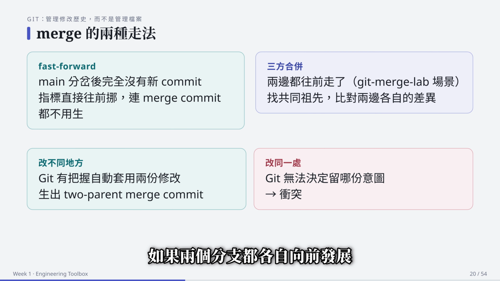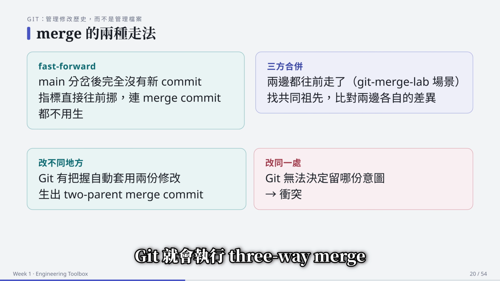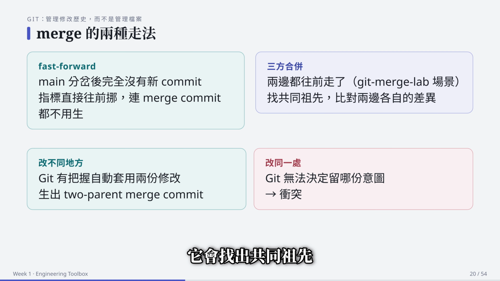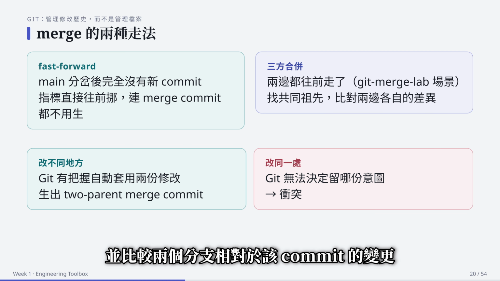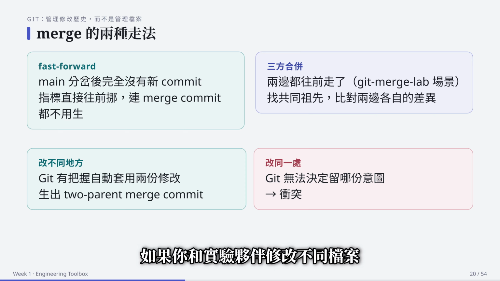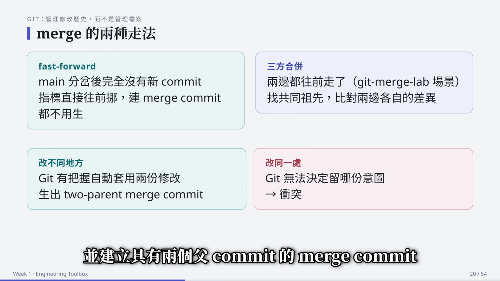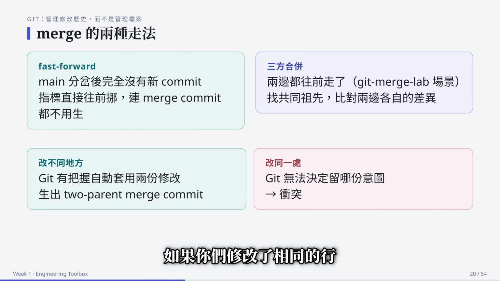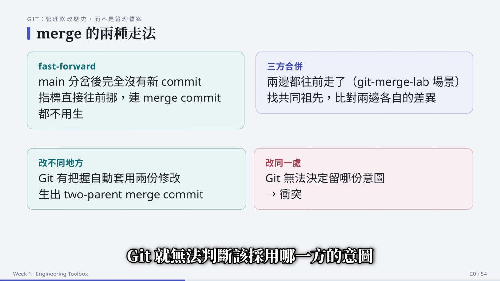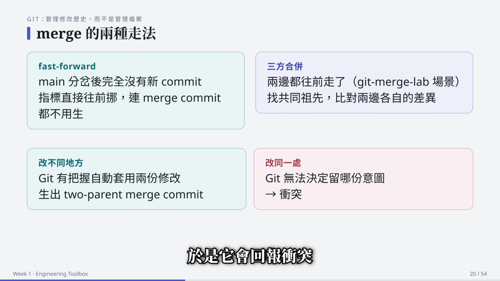If both branches have advanced independently, Git performs a three-way merge. It finds their common ancestor and compares the changes on both branches with that commit. If you and your lab partner modified different files or different parts of the same file, Git can usually combine both sets of changes automatically and create a merge commit with two parents. If you both change the same lines, Git cannot determine which intent should prevail, and it reports a conflict.